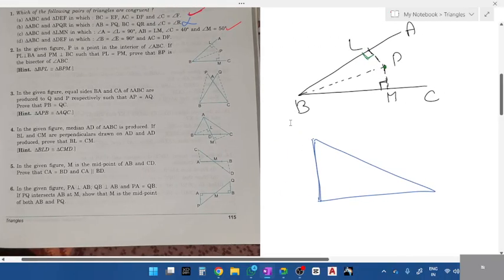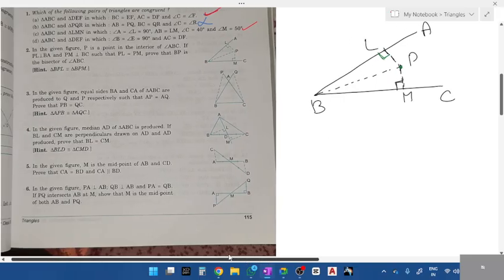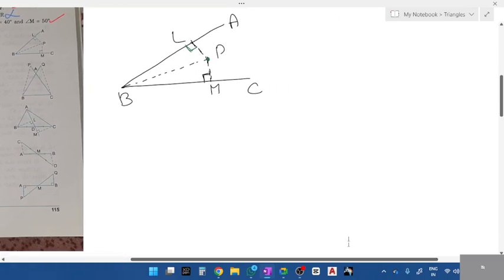Fine. Prove that BP is the angle bisector. See, which line do you have to prove? You have to prove BP is the bisector of angle ABC, right? So which line do we have to prove, students? BP should be the angle bisector. What do you mean by that?